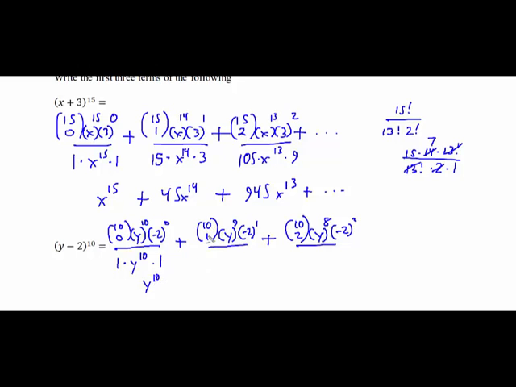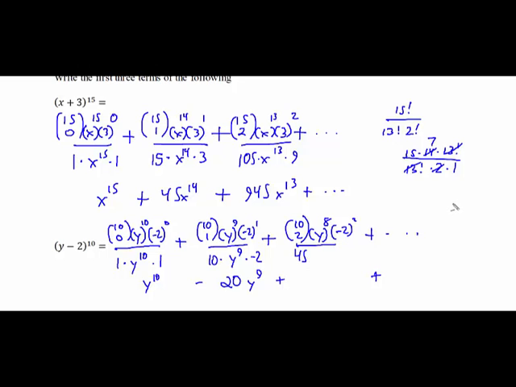Then we're going to go 10 choosing 1 is 10, y to the 9th, and then this is going to be multiplied by negative 2. So our second term is negative 20 y to the 9th. And for my final term here, since we're not going to do anything past the third term, we're going to go 10 choose 2. So this is going to mean that we're choosing 2 from 10, and that answer is 45.